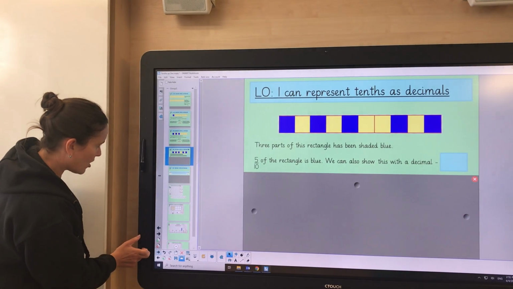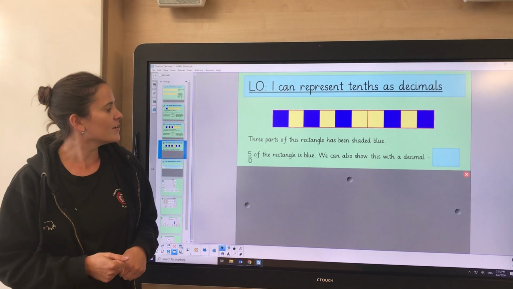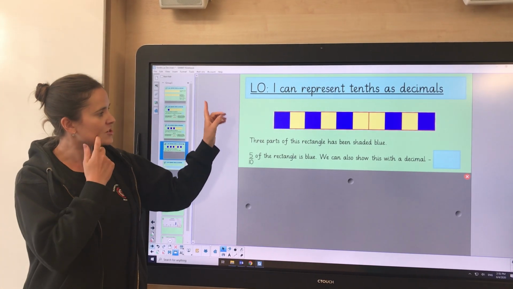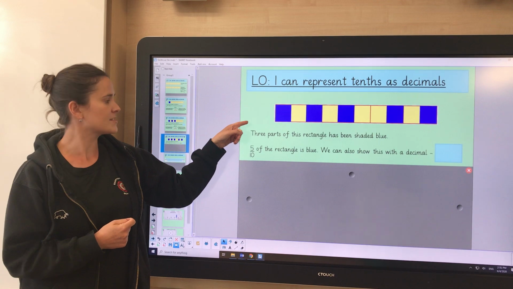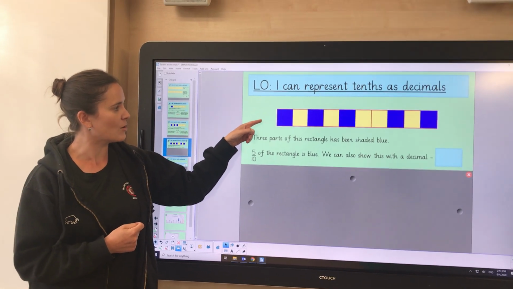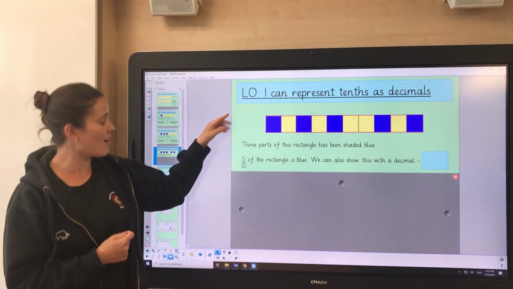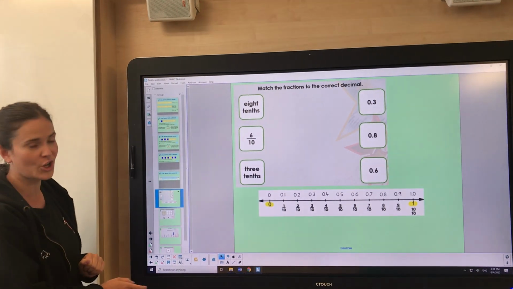Got one more example for you. This time I have shaded in 5 parts of the rectangle in blue. So we would say that 5/10, let me just go back.